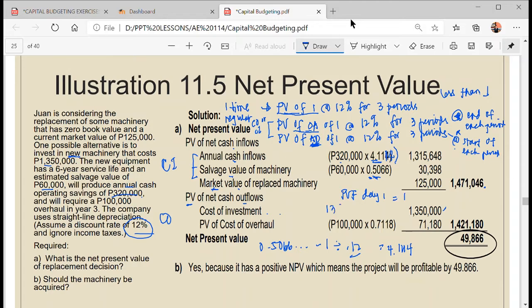So, if you want to compute to be sure, 1,350 times 1, it is equal to 1,350. Again, the present value factor for day 1 is just 1 itself. Tomorrow, it becomes less than 1. The same goes for after 2 days, 3 days, 1 year, 3 years, and so on. So that is 1,350. Then you have the present value of the cost of the overhaul.